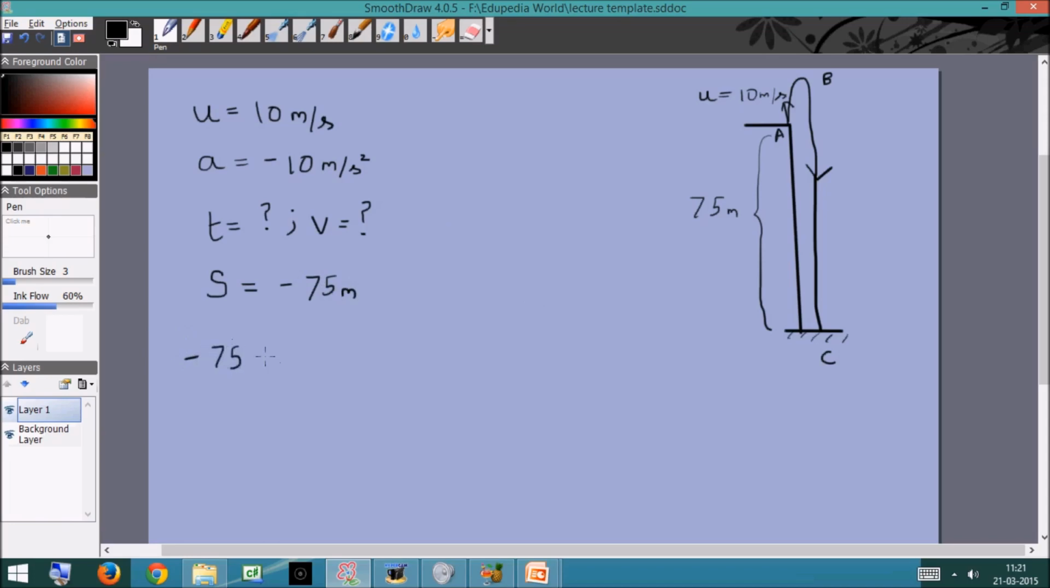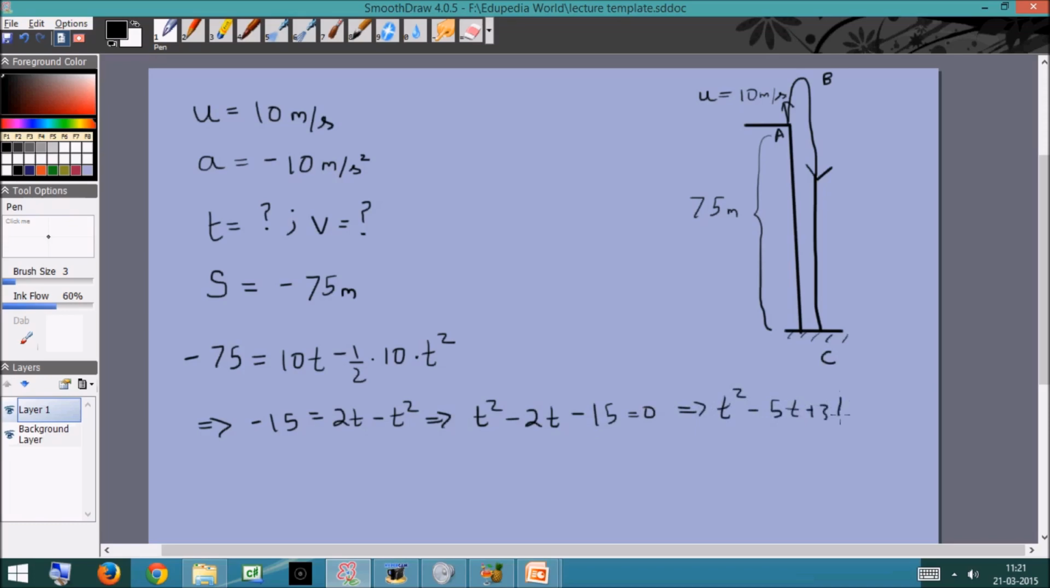Minus 75 is equal to 10t minus half into 10 into t square, which means minus 15 is equal to 2t minus t square, which means t square minus 2t minus 15 equals 0, which means t square minus 5t plus 3t minus 15 equals 0. We split the middle term, which gives me (t minus 5) into (t plus 3) is equal to 0, and neglecting the negative root we get t is equal to 5 seconds.